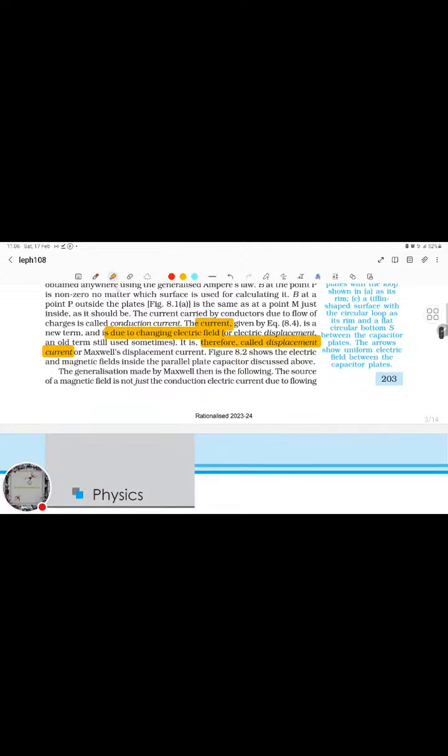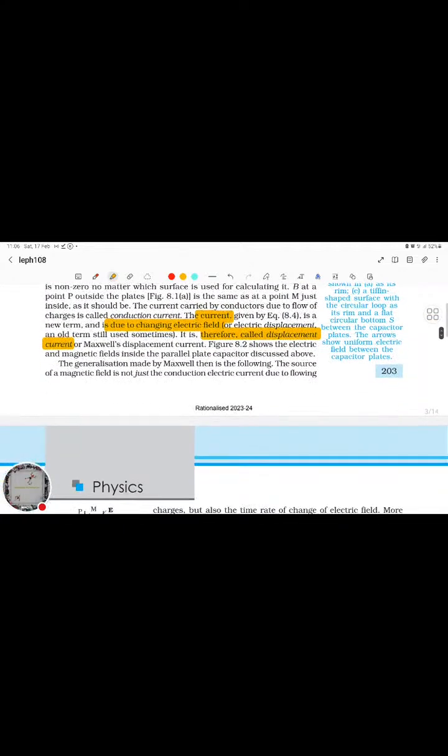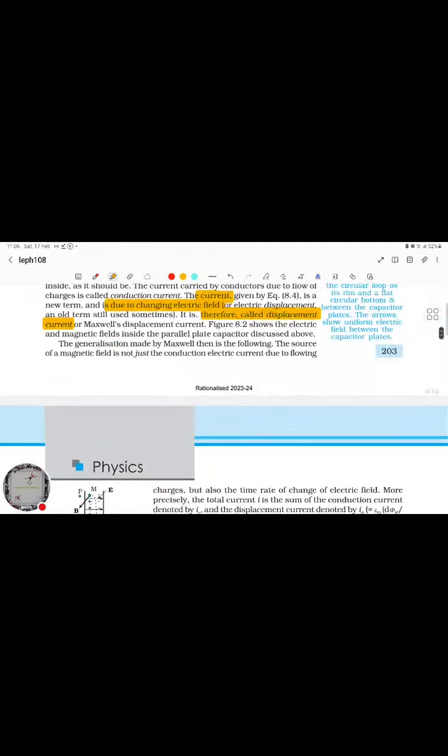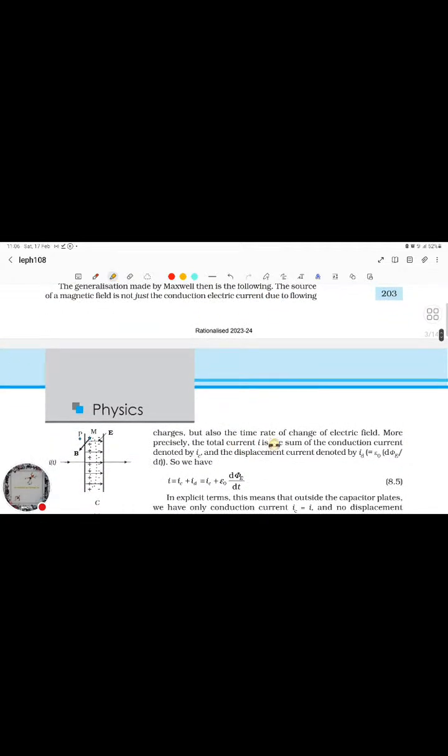Figure 8.2 shows the electric and magnetic fields inside the parallel plate capacitor discussed above. So we are having figure 8.2, which shows the presence of electric field inside and outside. The generalization made by Maxwell then is the following. The source of magnetic field is not just the conduction electric current due to flowing charges but also the time rate of change of electric field.